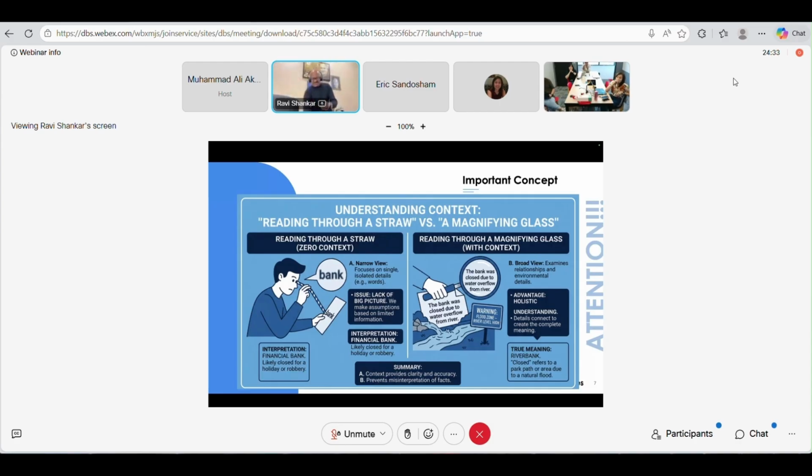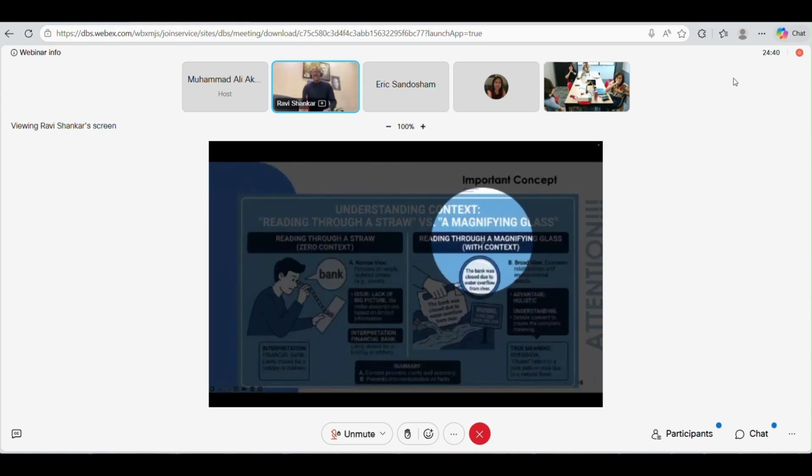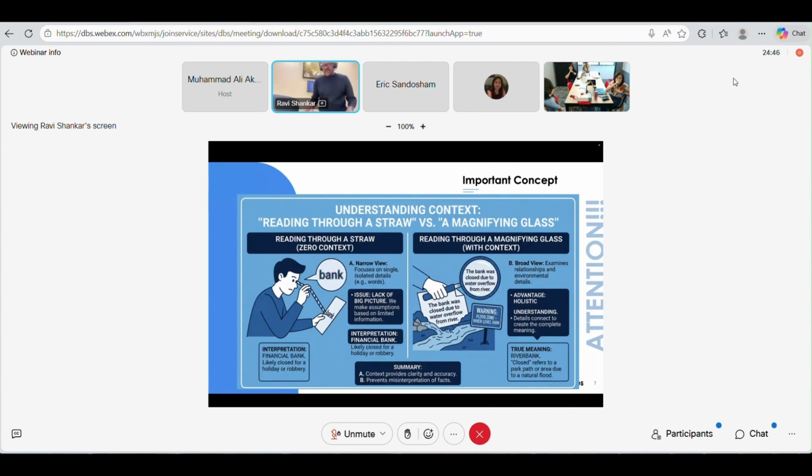A beautiful example is given here. Look at this sentence: The bank was closed due to water overflow from river. And if I am looking through a straw, I am seeing only bank closed. Bank, financial institution, closed because of robbery, because of holiday. I don't know.